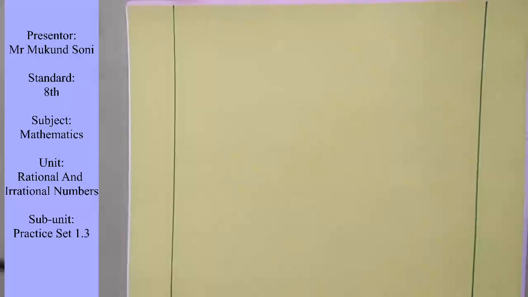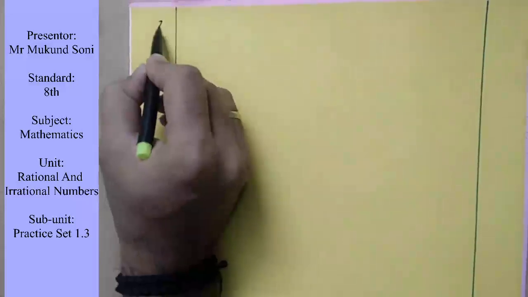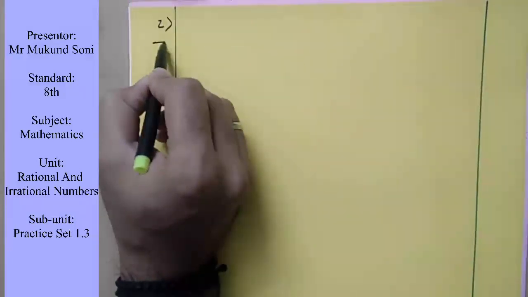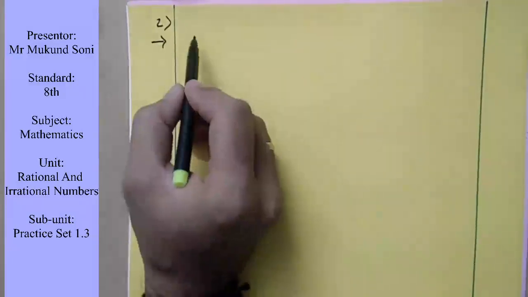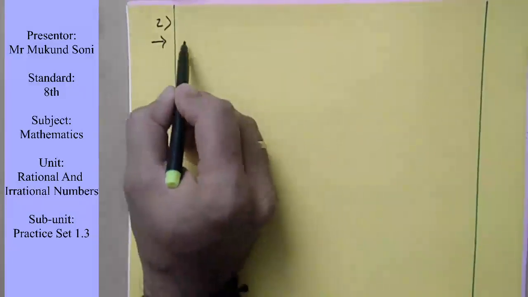Now let's solve question number 2. What are we going to do in question number 2? The very same activity, that is long division. Let's write question number 2. Don't forget to write the question number appropriately. That will help you to check your own answers.